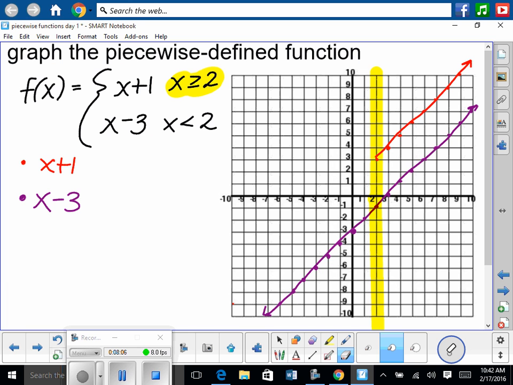Now it was x values greater than or equal to 2. So did it touch down right at 2? Did it include 2? Yeah. Greater than or equal to 2. So it started right at that value of 2. Is everybody comfortable up to there?